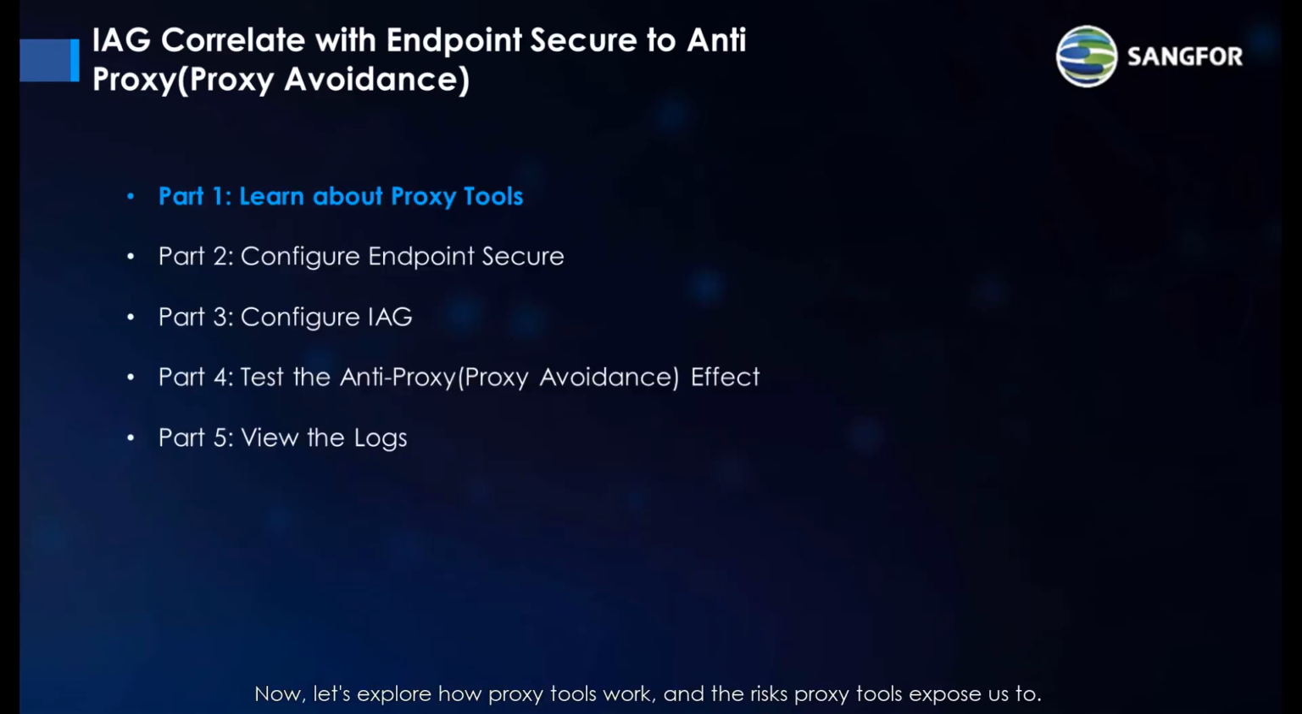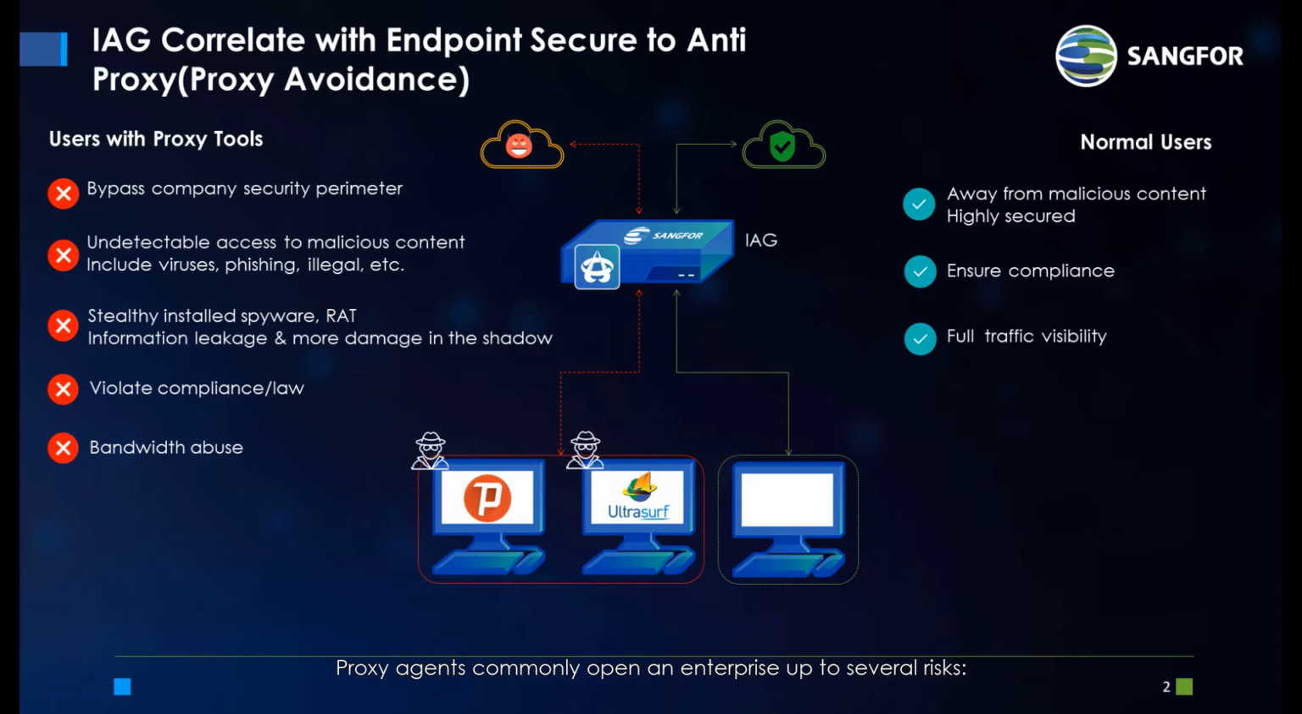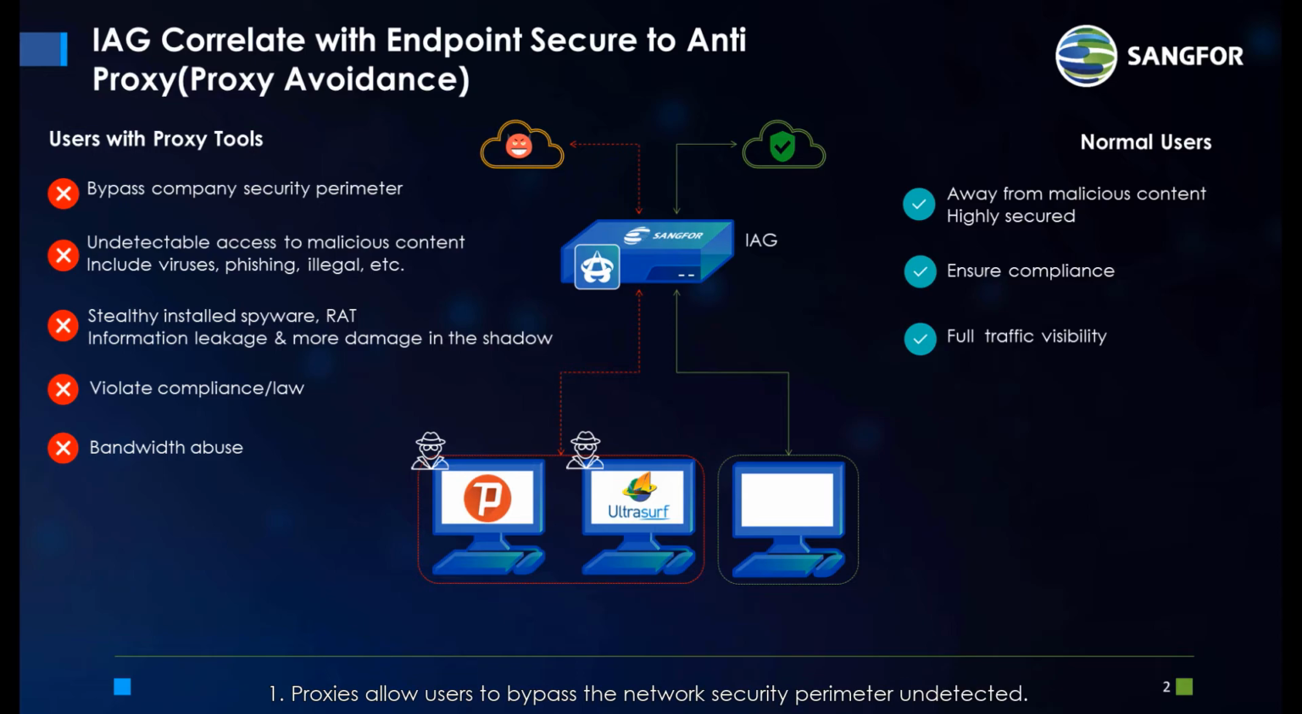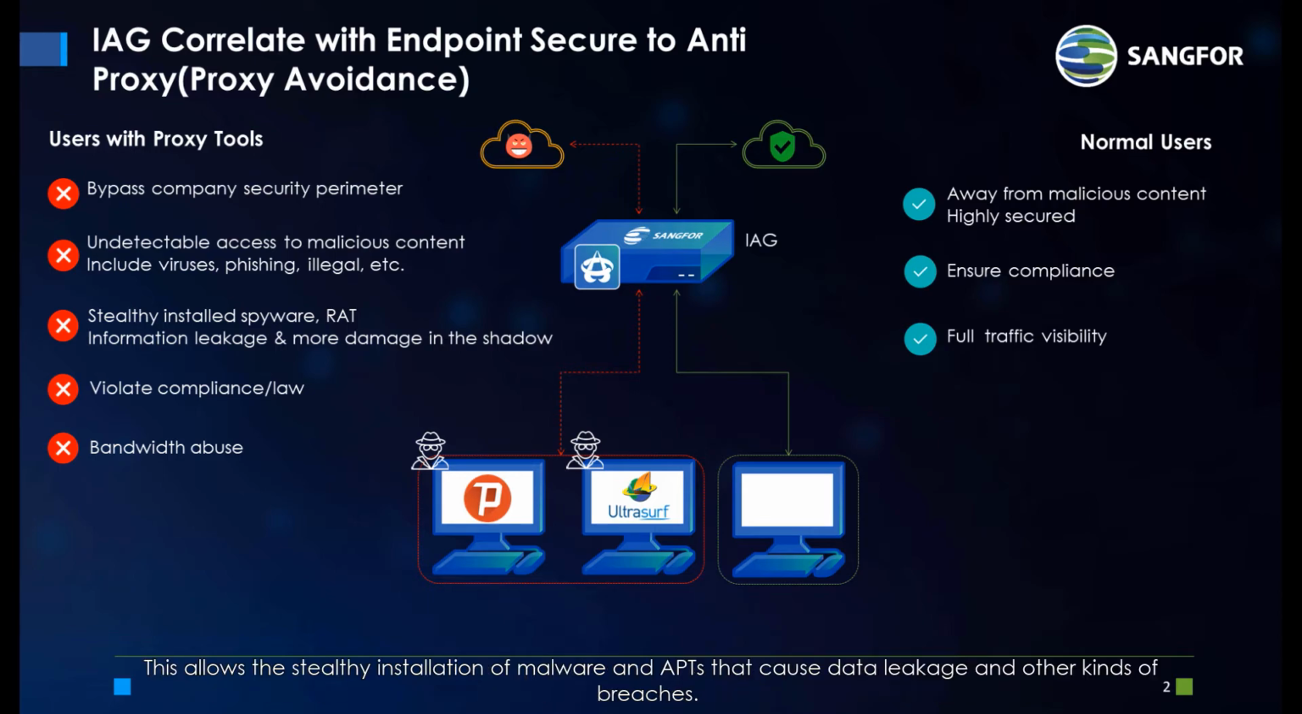Now, let's explore how proxy tools work and the risks proxy tools expose us to. Proxy agents commonly open an enterprise up to several risks. First, proxies allow users to bypass the network security perimeter undetected. This means potentially malicious traffic can pass in and out of the network without being inspected by the firewall or IPS. Proxies provide malicious content such as viruses, phishing, ransomware, spyware, and crypto miners undetected access into the internal network and systems. This allows the stealthy installation of malware and APTs that cause data leakage and other kinds of breaches.